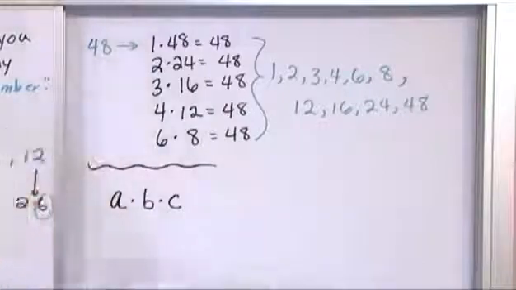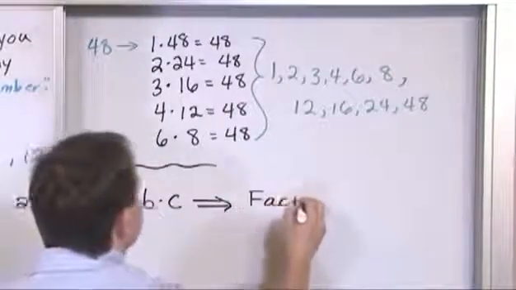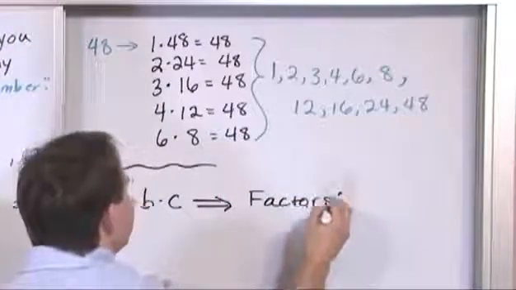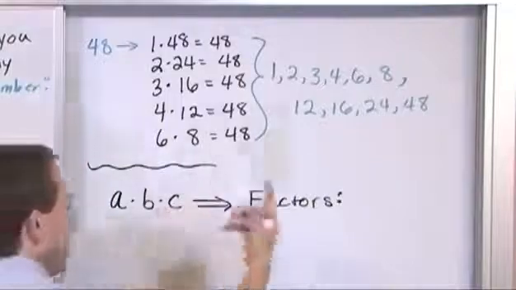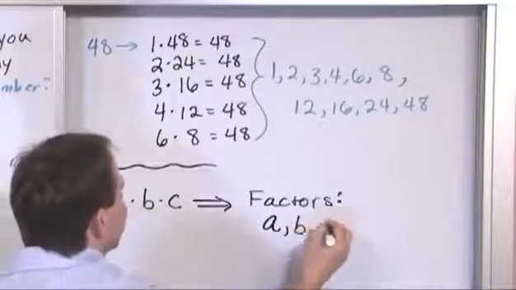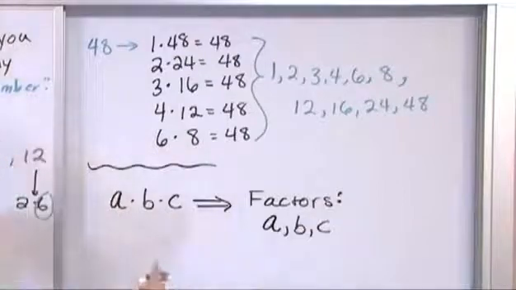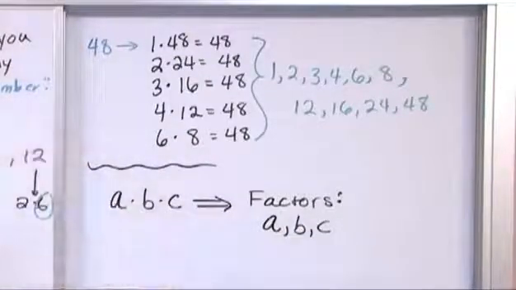So what are the factors of this expression? Factors just mean what can be multiplied together to give you ABC. And the answer is just sort of staring you in the face: A, comma, B, comma, C, because these are the only things that can be multiplied together to give you A, B, and C.